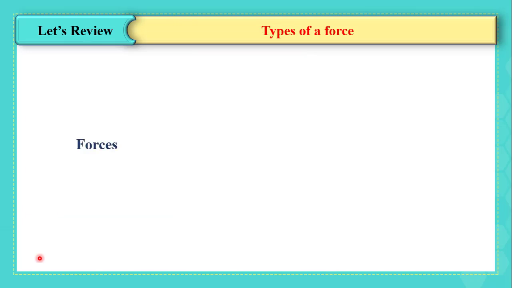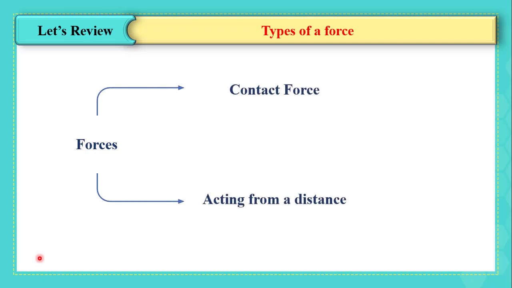After we have defined a force and listed its effects, we need to review the types of forces. Remember that we've classified forces into two groups, contact and non-contact forces, which we call forces acting from a distance. So what is the difference between these two groups, and what are some examples of particular forces in each group?